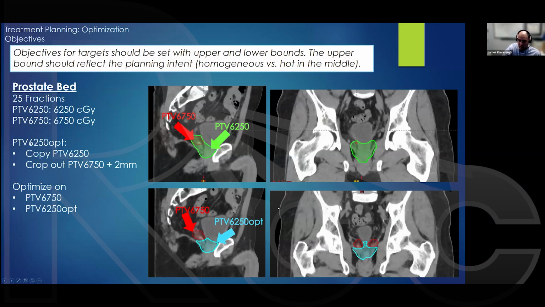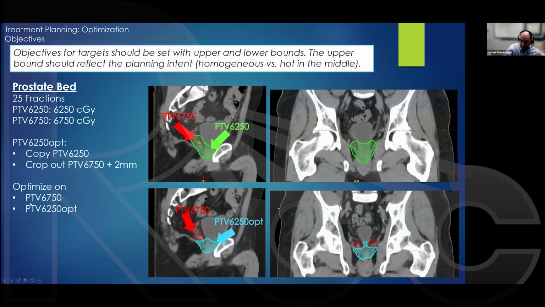The way we do that is we create the lower dose opt structure. So this is a PTV 6250 opt. So I copy that structure, I crop out the high dose plus 2 millimeters, and it looks something like this down below, where that higher dose PTV is exactly the same. The lower dose PTV is removed from it plus some margin. If I didn't do that, because they overlap, and I put a hot spot control or high dose control on my lower target, it would reduce coverage in my higher target. By doing this, I can control both independently.